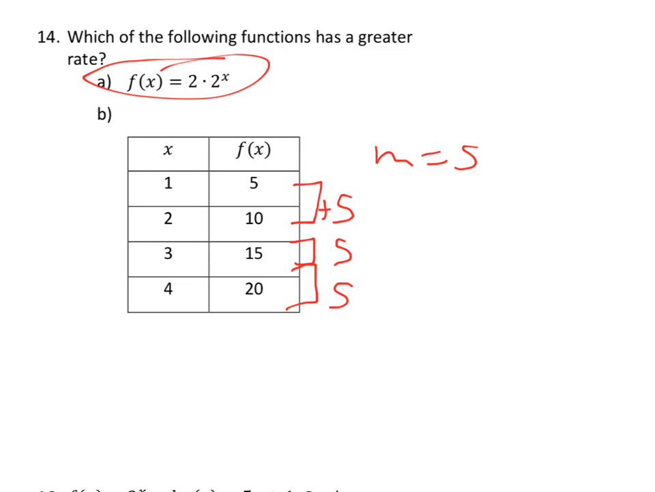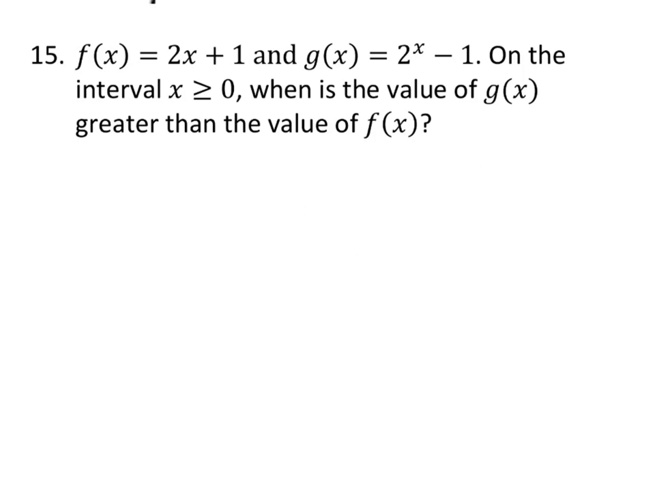Alright, continuing on with the solutions for the benchmark 2 review. Once we get on to this next section, we got some new things going on. You have the f and the g function on the interval. One is, the value of g greater than the value of f? Well, you need to quickly just graph that.